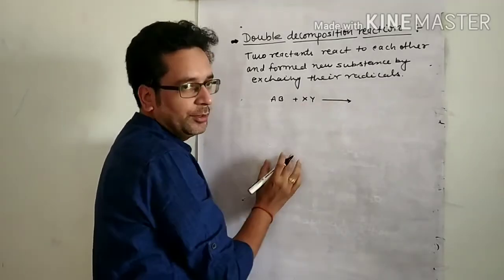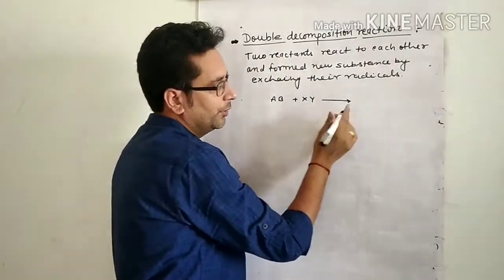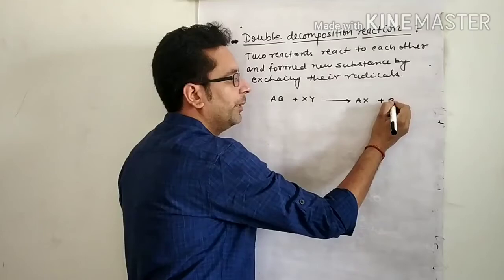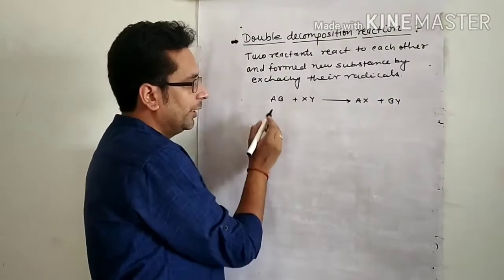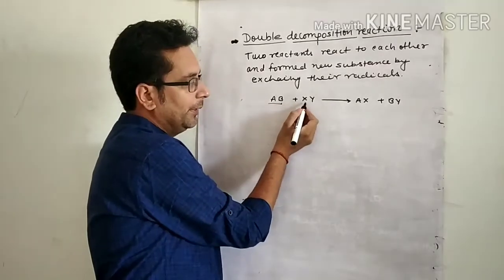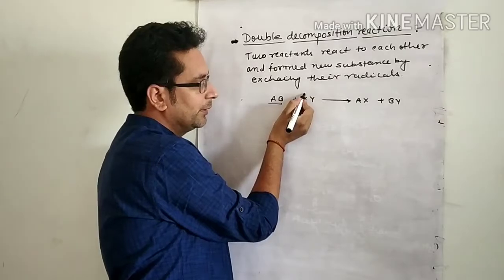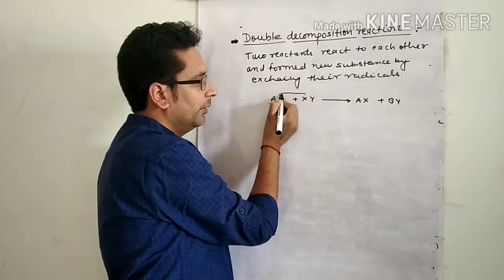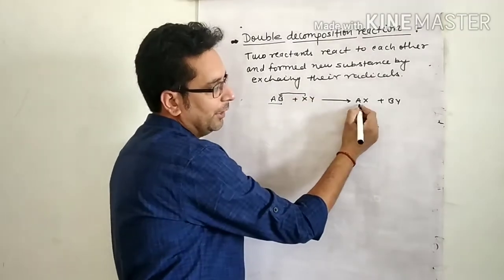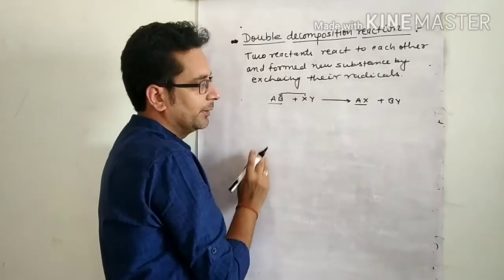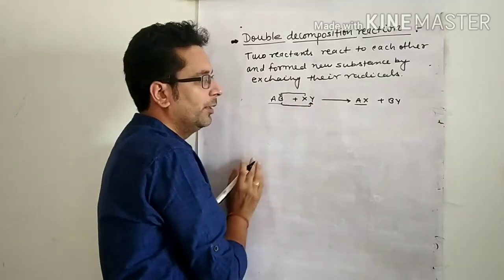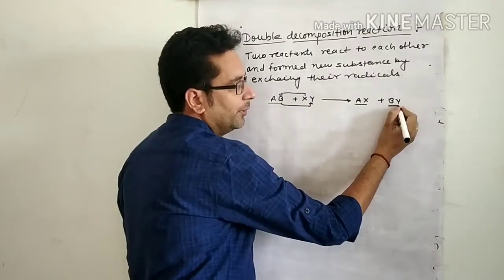AB reacts with XY, then it forms new substances like AX plus BY. Now look here, in this case the reactants are AB and XY. A combines with X, removing B, and there is formation of AX, and B combined with Y, there is formation of BY.